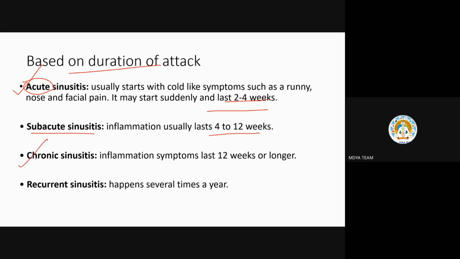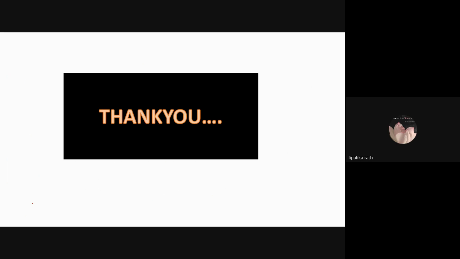Now, chronic, with the name itself, will be for a long period of time. You can understand, 12 weeks or longer. Now recurrent sinusitis, again very simple, happens several times a year. It can reoccur again and again. Okay, hopefully this is very clear to all. Yes, ma'am. Okay, so with this, we have completed sinusitis. We'll move towards the next disease.